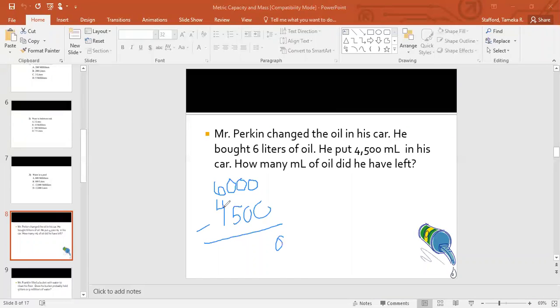So that would be 0, 0. If I have 0, I cannot take 5 away. So this 6 is going to become a 5. We're going to take 1,000. And this 0 is going to become a 10. 10 minus 5 is 5. And then 5 minus 4 is 1. So he would have 1,500 milliliters left.